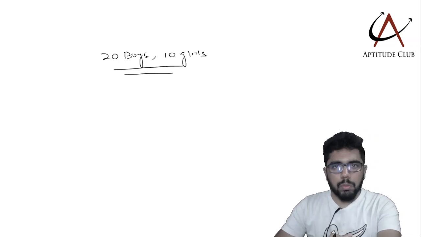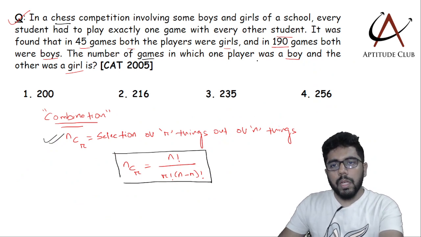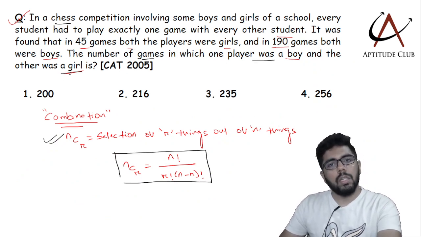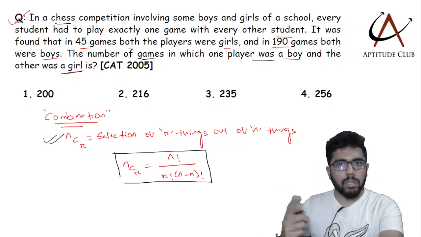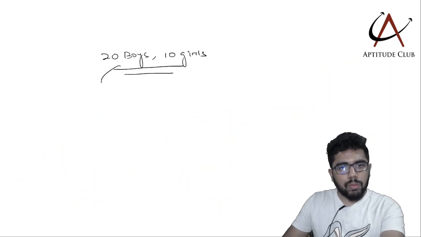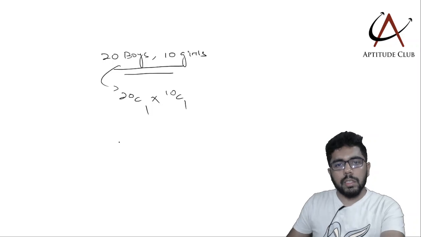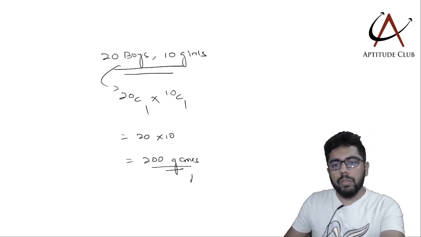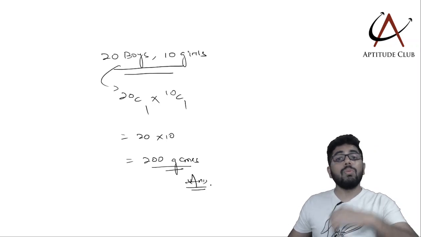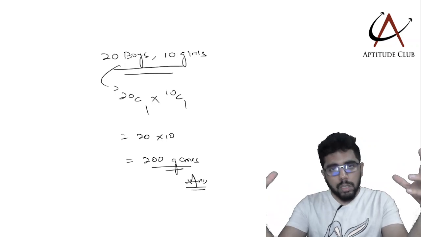Now once you know the total number of boys and the total number of girls, what is the question asking? In how many games was one player a boy and one player a girl? That means the number of games would be the number of ways in which you can select one boy and one girl. So in how many ways can I select one boy? It can be done in 20C1 ways, and one girl can be selected in 10C1 ways. So it is 20 into 10, 200 ways of selecting, and thus we'll have 200 games in which one of the players is a boy and one of the players is a girl.